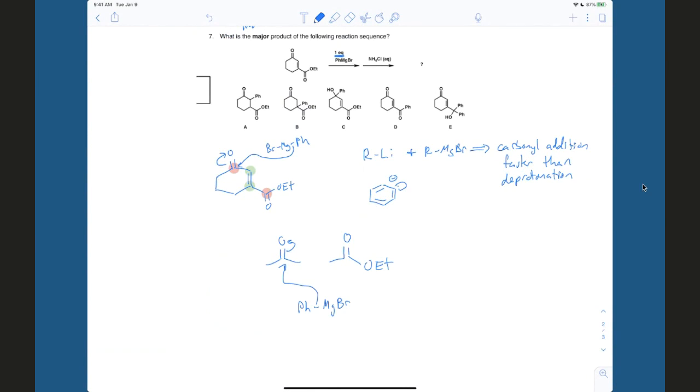Also, if we were to think about E, this would require 2 equivalents of the phenyl magnesium bromide, and we only really have 1. So we'd end up making mixtures if we were to try to add 1 equivalent to an ester, because half would still be left as starting material.